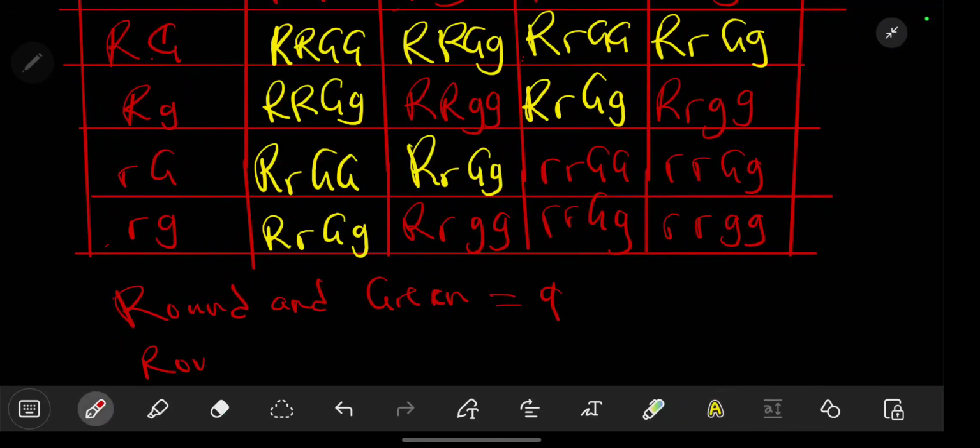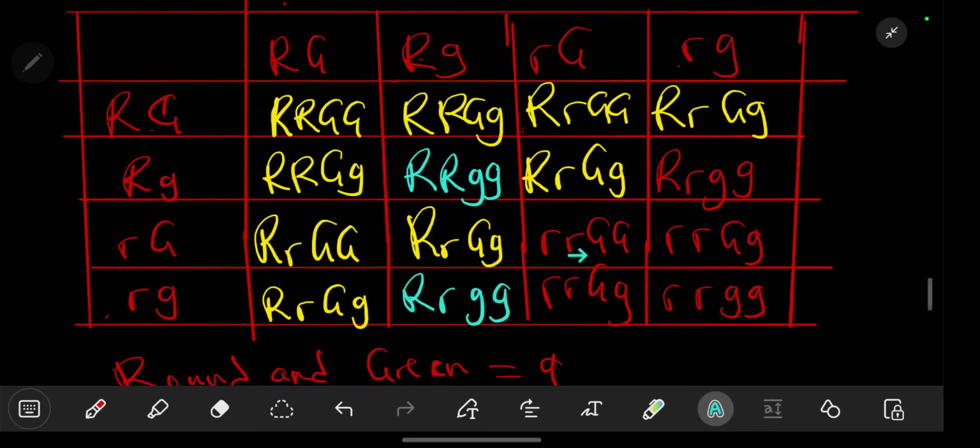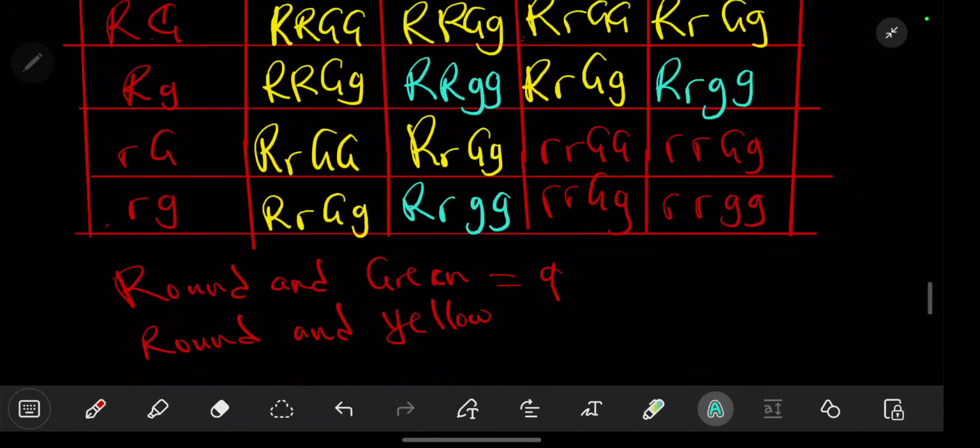Then we have our round and yellow. Round and yellow, we are looking for a place where we have, since green is dominant, at least one big R and 2 small G's. So we can pick number 1, number 2, number 3. So this is where we have at least one big R and 2 small G's. So we have 3 like that.